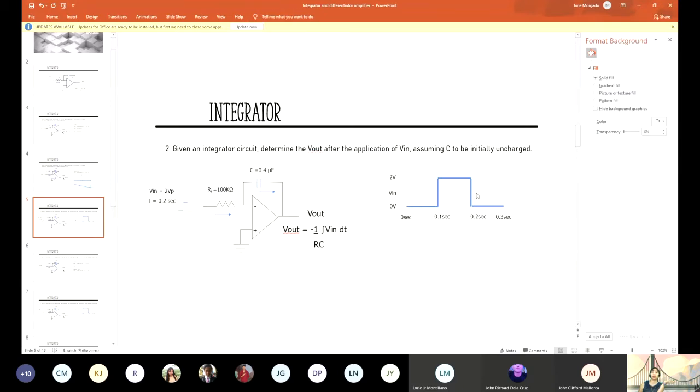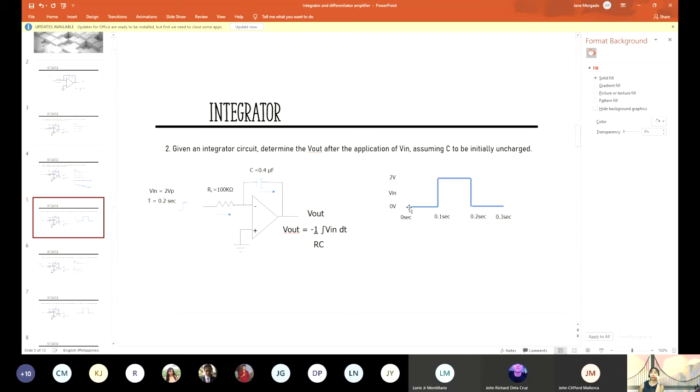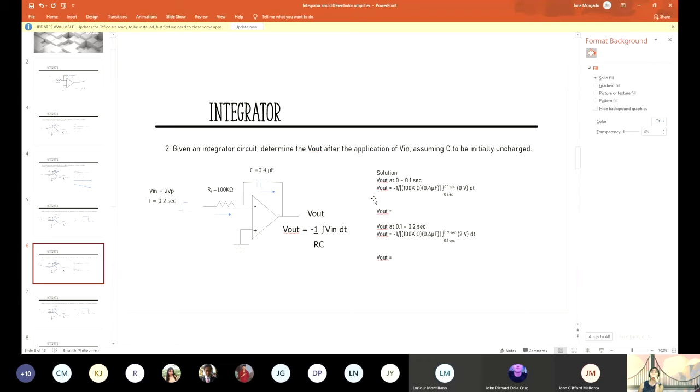Okay, so determine the V out after the application of input voltage assuming C to be initially uncharged. So we have some formula natin kanina, you still have plus VC, but if C is initially uncharged, so it's just equal to 0. Okay, initially uncharged. So let's see. Okay, for number 2. Okay, so we start at, may dalawang part to, diba? 0 to 0.1, the input is 0. 0.1 to 0.2, the input is positive 2 volts. Okay, so paano ba yan?